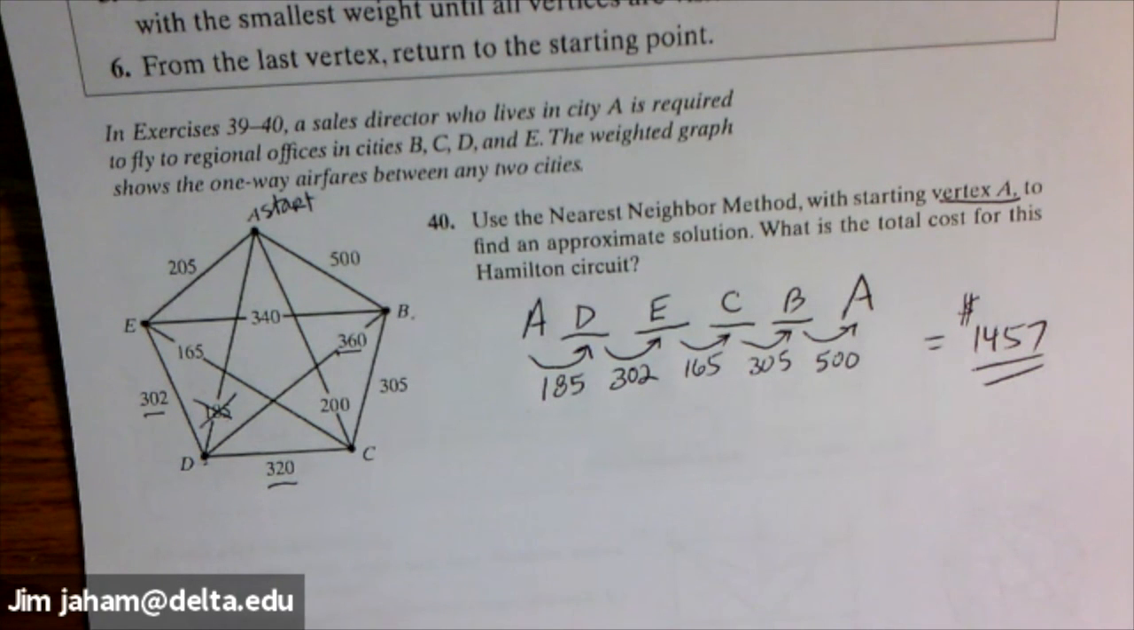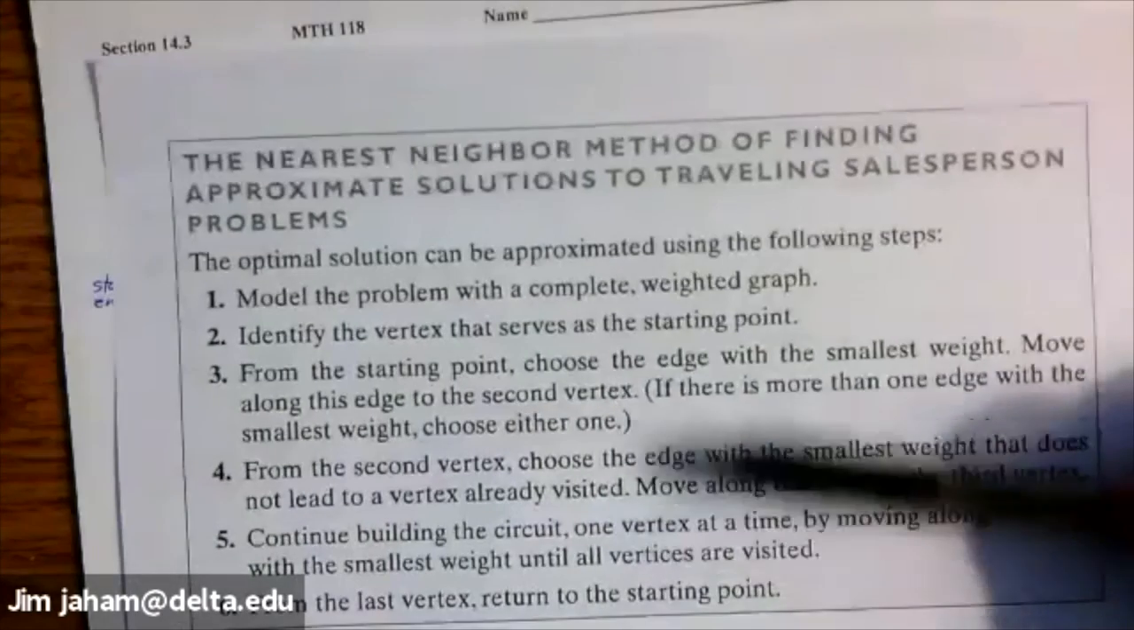But the thing is, this method doesn't always give you the minimum weight. So there may be a cheaper one. And if we wanted to find a cheaper one, the best thing we could do is the brute force method. But there are 5 vertices, so there's 24 different. And this describes the nearest neighbor method.